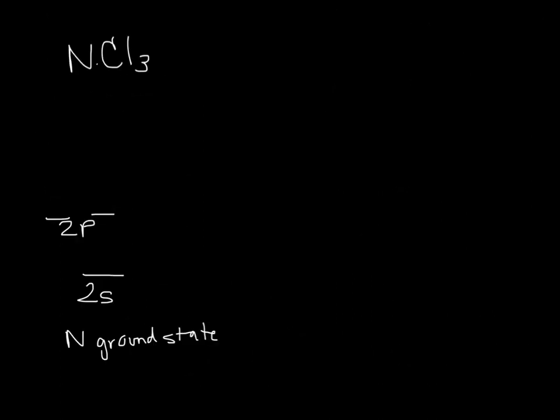So this is a box diagram, and we're going to find the hybridization of nitrogen, and we're going to write the electron configuration of nitrogen. So now here we see that we do not need an excited state because we already have 3 lone electrons. So we're going to go straight to hybridization.